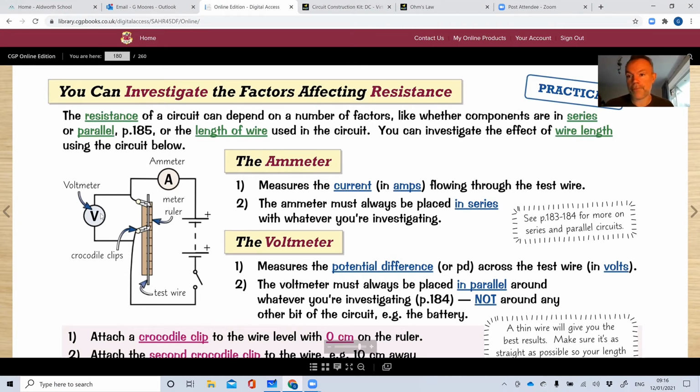Switch off quickly. Now the wire will get hot, and the temperature will affect the resistance of the wire. So one of the things you want to control is the temperature of the wire. You do that by switching on and taking a reading quickly so it doesn't have time to get hot, and by letting the wire cool down after each reading. So you want to control the temperature. If the wire gets hot, it's harder for electricity to get through the wire.